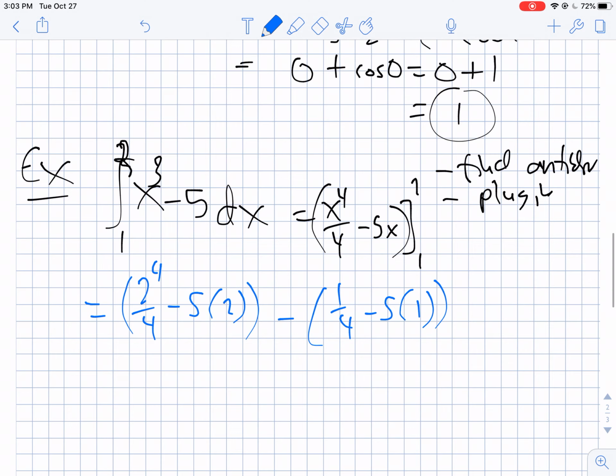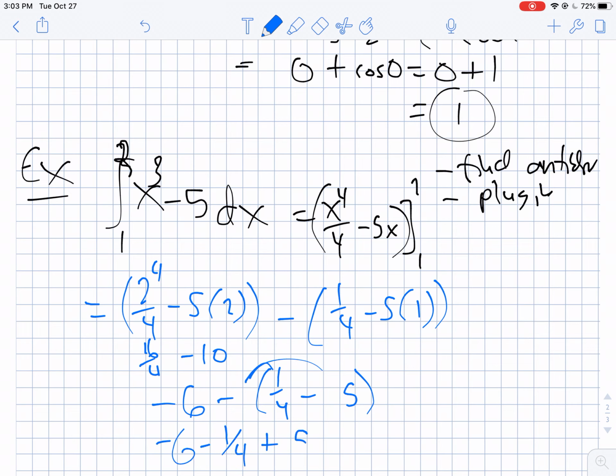Okay, so what is that going to be? Well, this is going to be 16 over 4 minus 10, so it's going to be negative 6 minus 1/4 minus 5. Okay, so when I distribute that out, I'll get negative 6 minus 1/4 plus 5. So I'll get negative 1 minus 1/4, also known as negative 5 over 4.